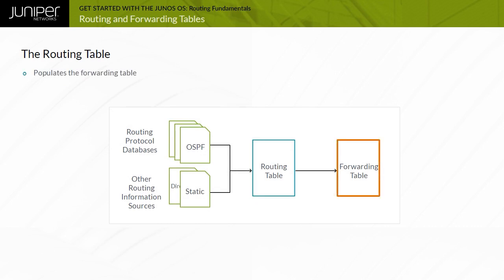The forwarding table determines the outgoing interface and Layer 2 rewrites information, Layer 2 header information such as source and destination MAC addresses, for each packet forwarded by a device running Junos OS.